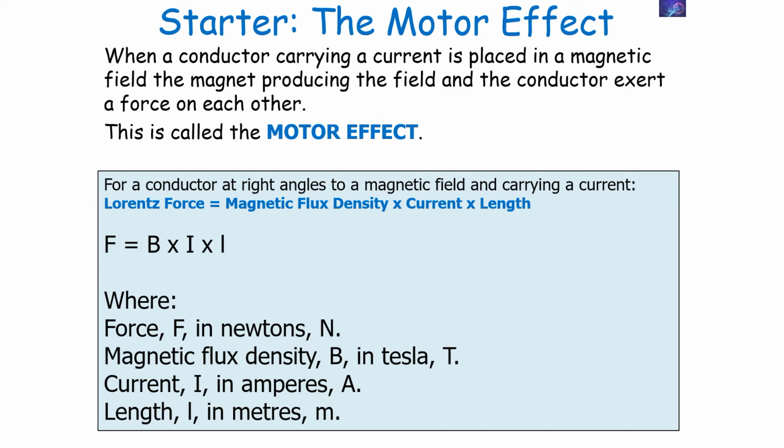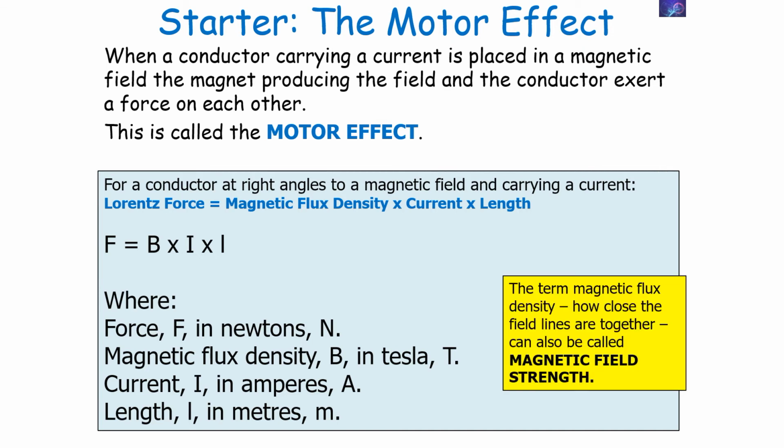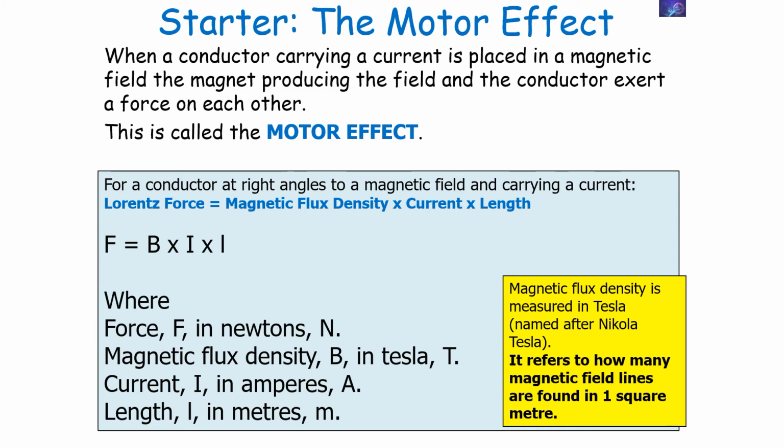So F equals B times I times L. Now the term magnetic flux density is how close the field lines are together, and can also be called the magnetic field strength. Magnetic flux density is measured in Tesla, named after Nikola Tesla, and it refers to how many magnetic field lines are found in 1 square meter.